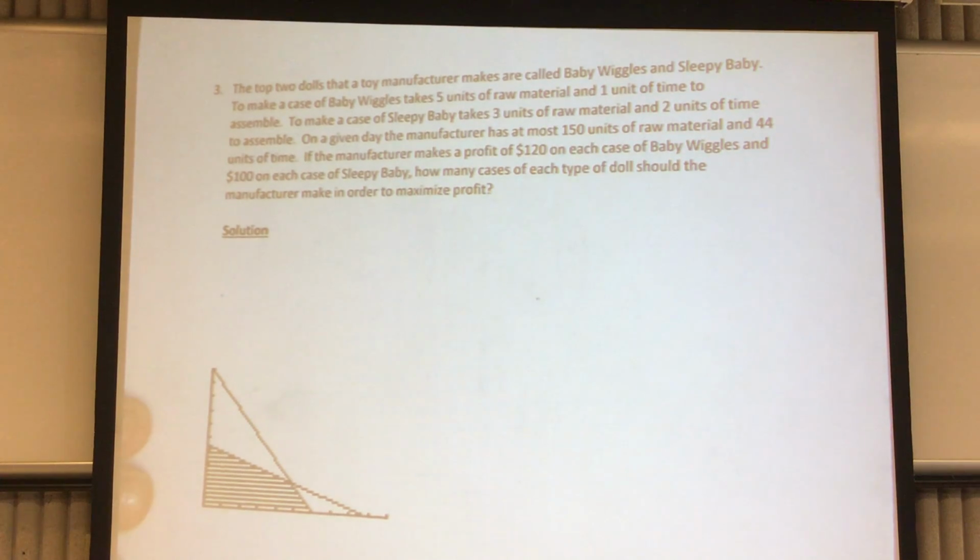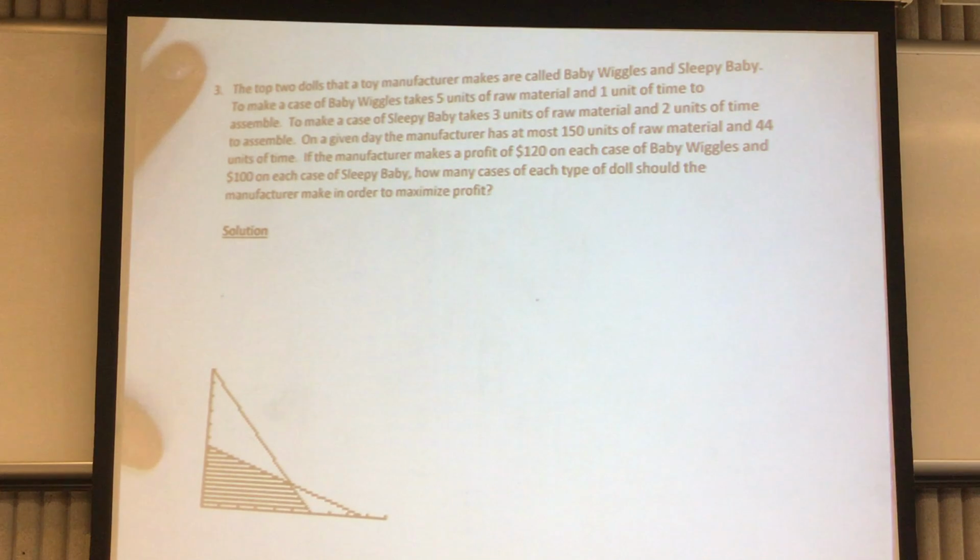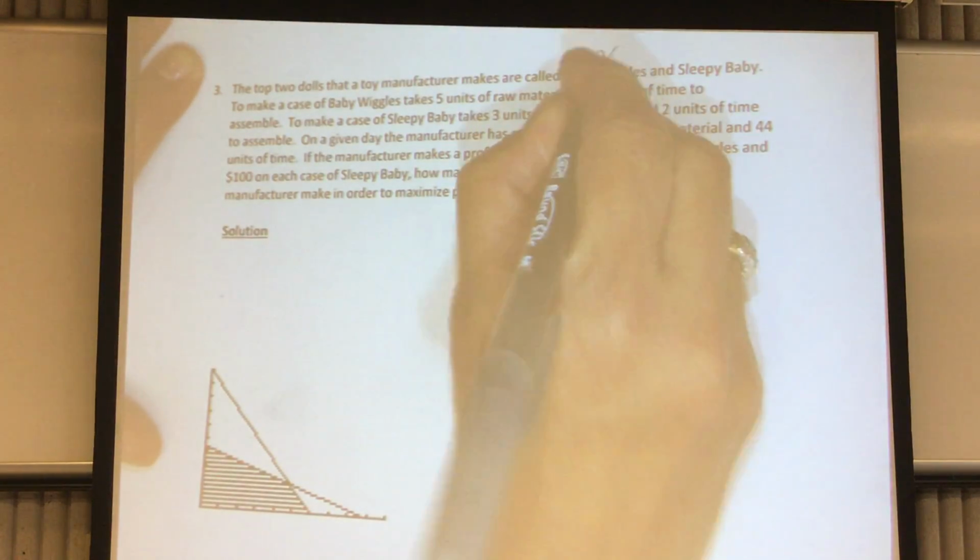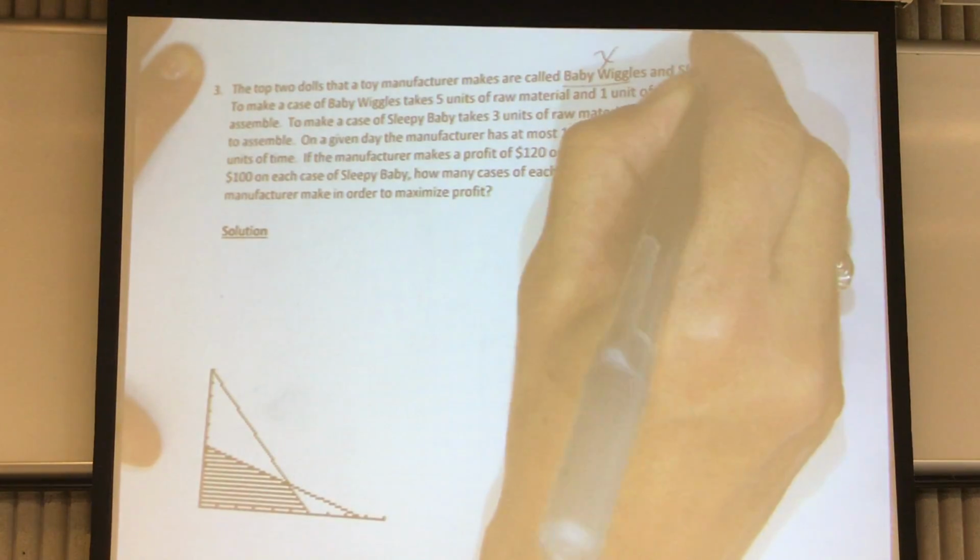Continue Chapter 3, Section 3, Problem number 3. Let's read the problem before we can solve this. The top two dolls that a toy manufacturer makes are called Baby Wiggles and Sleepy Baby. So let's call Baby Wiggles X and Sleepy Baby can be Y.